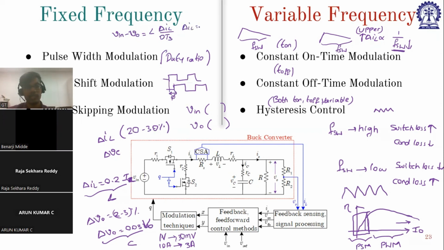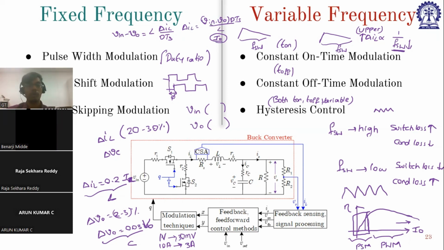So delta IL is nothing but (V in minus V naught) into duty ratio D times Ts by L. So now you are not getting any I naught dependent term here, right? So whatever may be your I naught, the ripple will almost remain the same. There will be some effect. It's not that there won't be any effect.